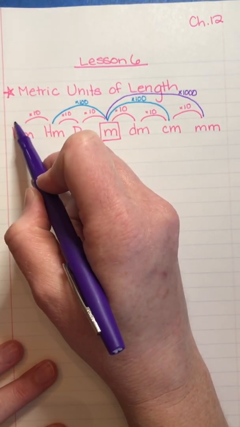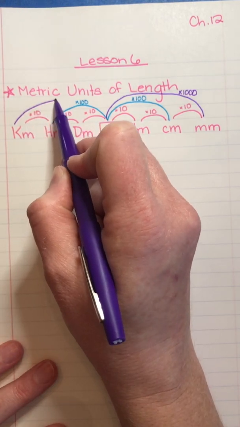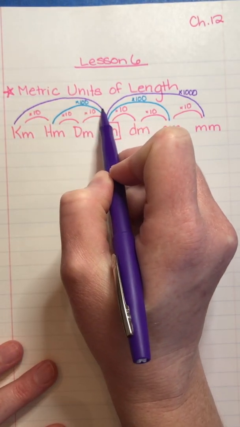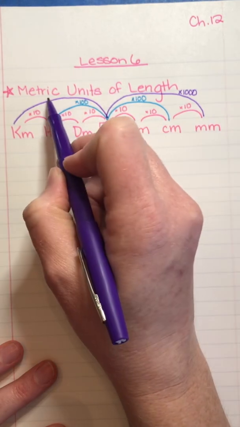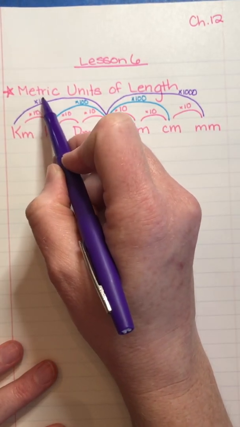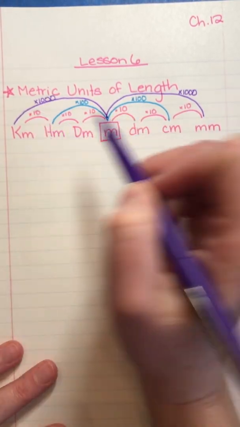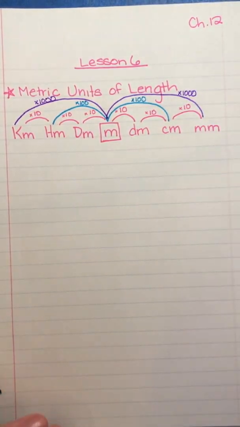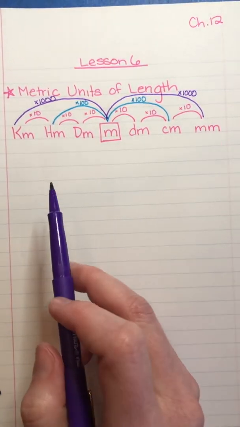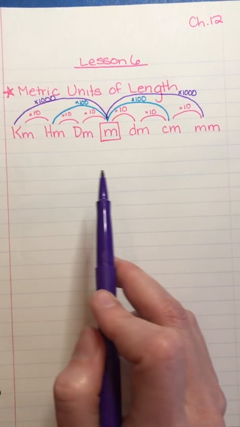Okay? And same thing here. If I go from kilometer and I skip over hectometer and decameter, and I want to finish at meter, I will be leaping. So I'm going to need to multiply by 1,000. Okay? Now, I wanted you to see this, and I wanted you to understand how all of these work.